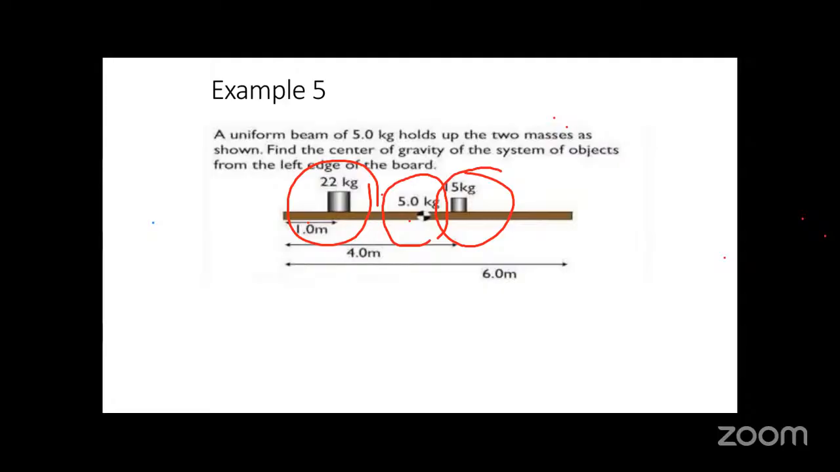X1 is 1, X2 is 3, and X3 is 4. Because the entire length of the beam is 6, the 5 kg is located at the center of the beam. So from the center of the beam down to that point is 3.